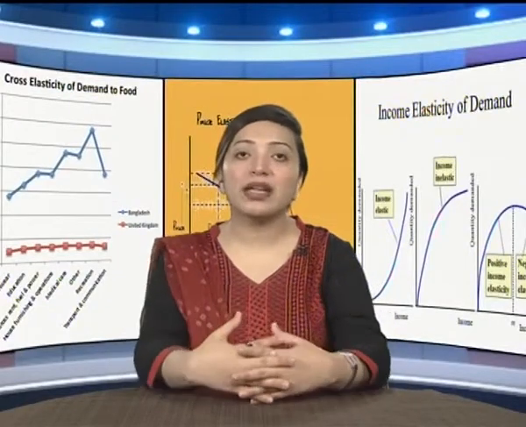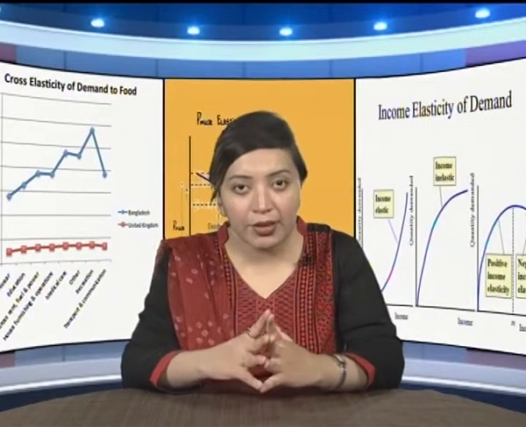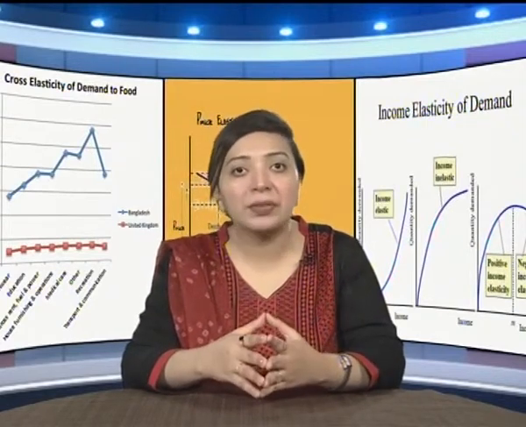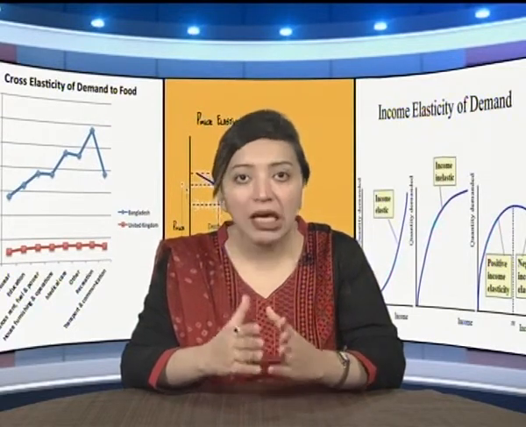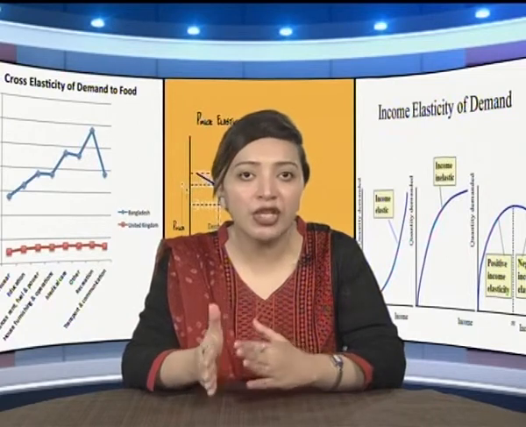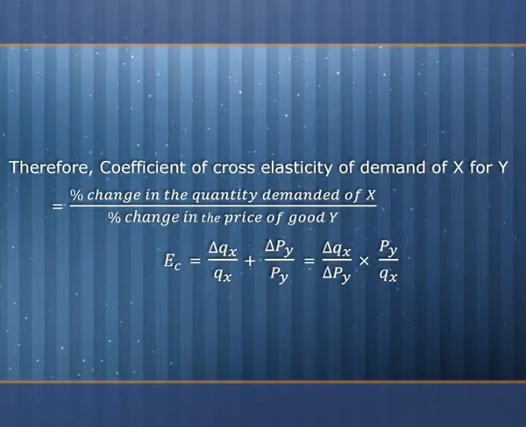Let's see the next one, that is cross elasticity of demand. The cross elasticity of demand is the percentage change in the quantity demanded of a commodity X as a result of a percentage change in the price of some related commodity Y. Therefore, the coefficient of cross elasticity of demand of X for Y is equal to the percentage change in the quantity demanded of X divided by the percentage change in the price of good Y.